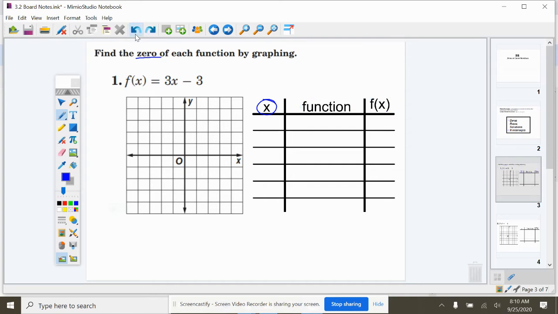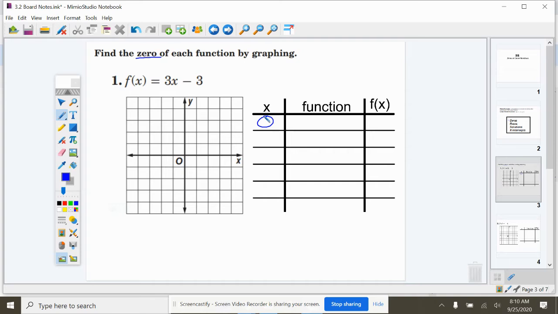So just like last time, we're going to pick an x value. You can pick anything you want to. You know me, I like to start with 0. I like to start with 0 because it's usually the easiest thing to solve.